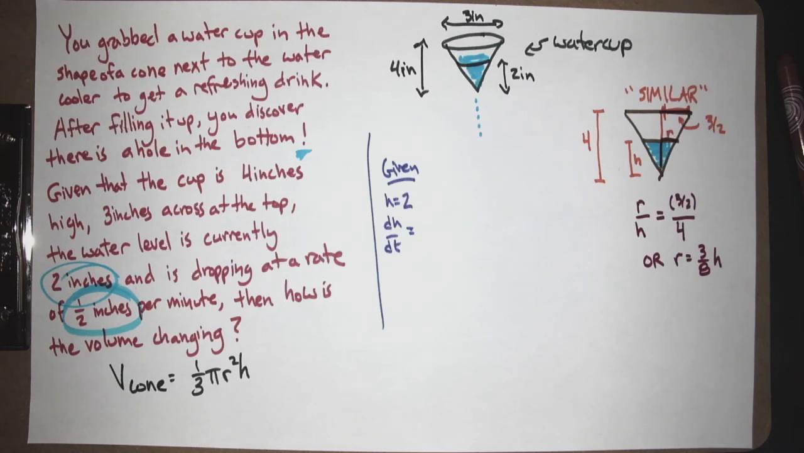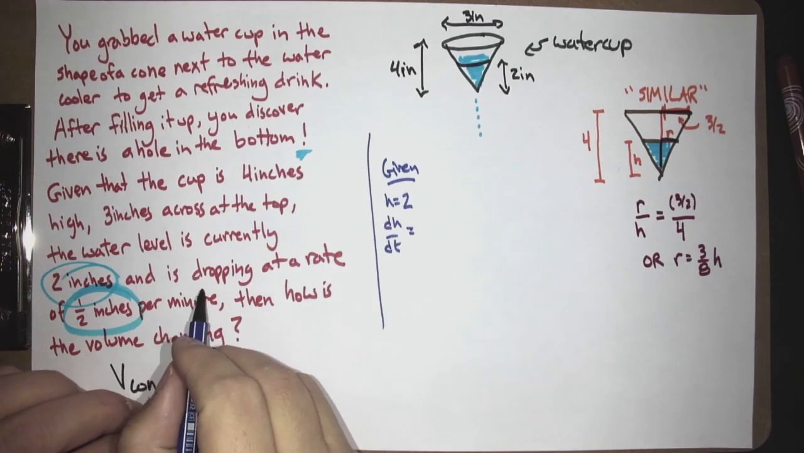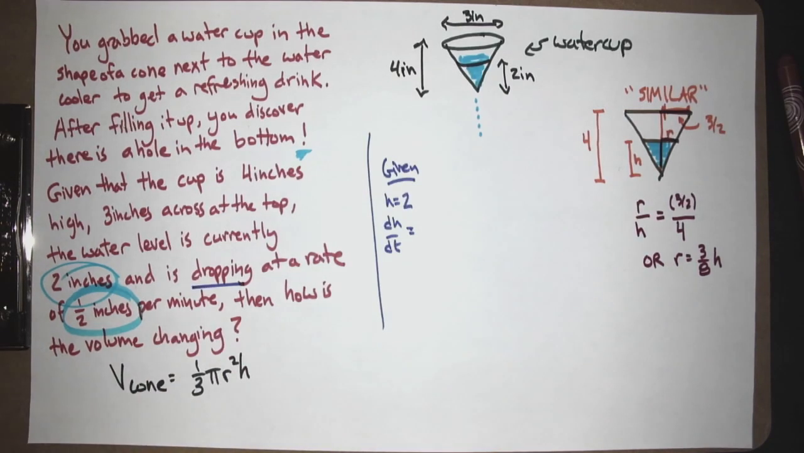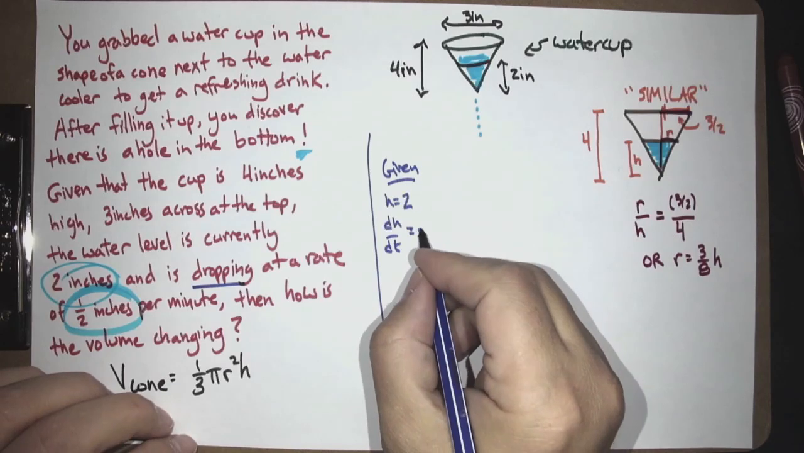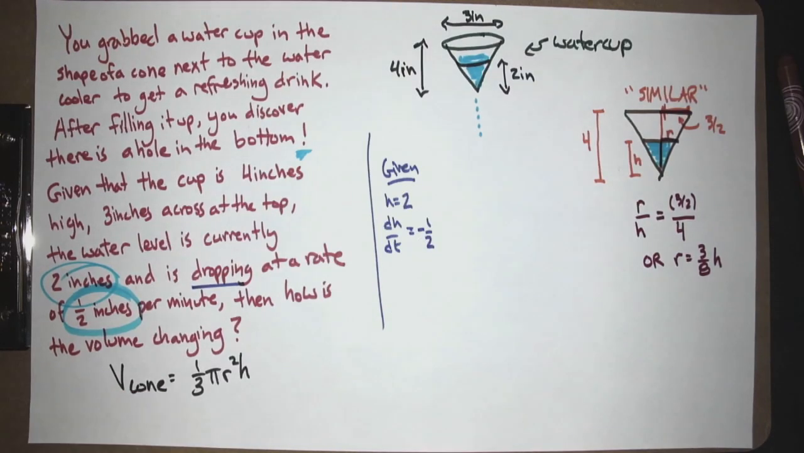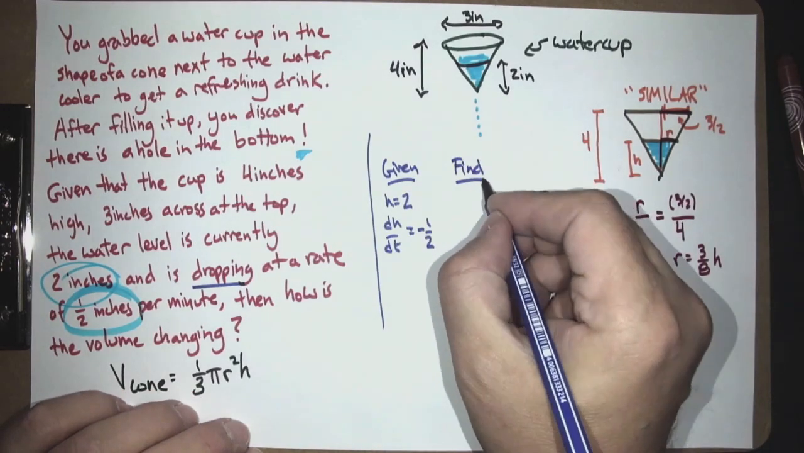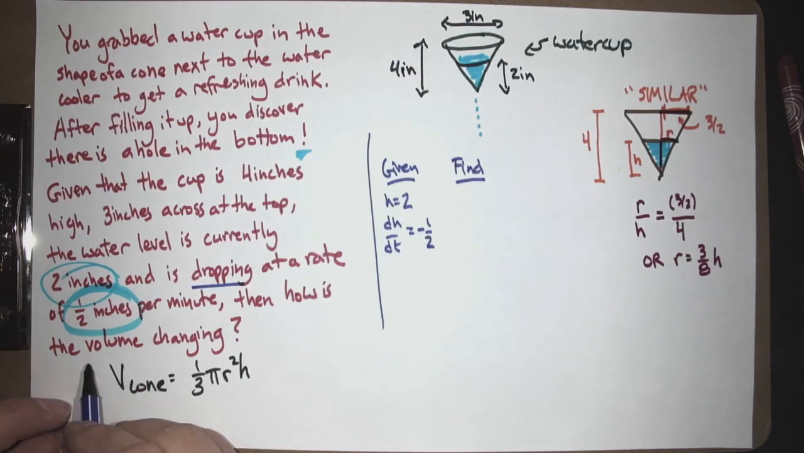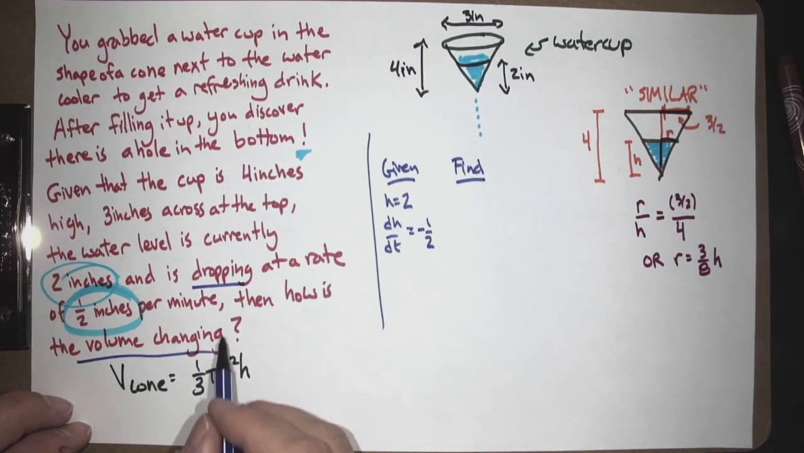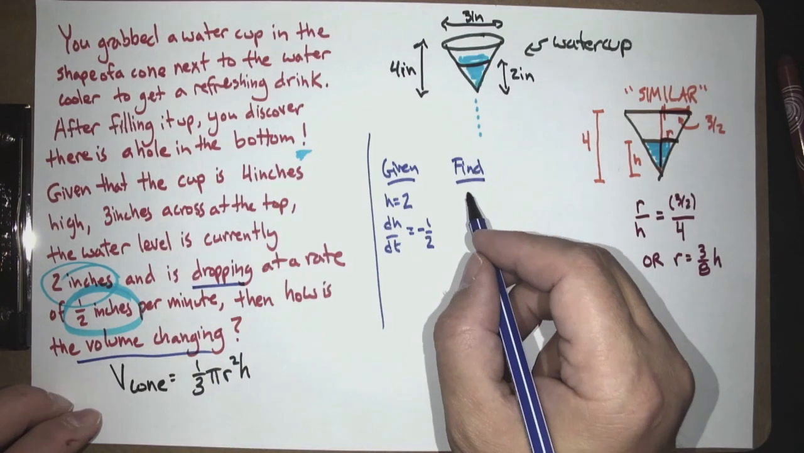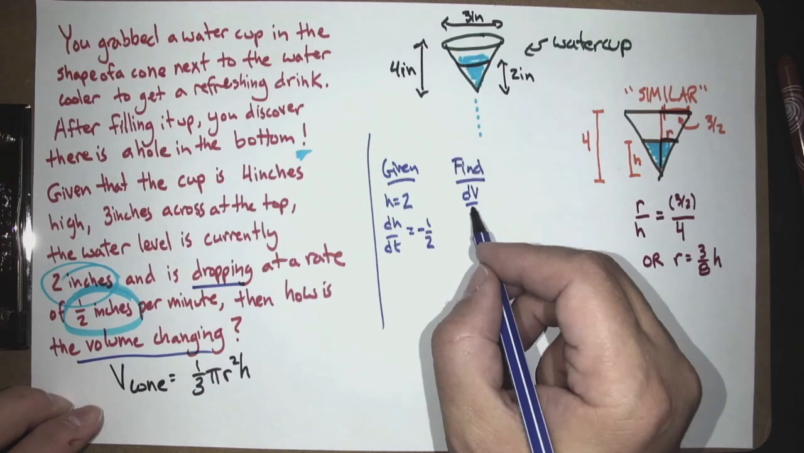Negative 1/2. Why is it negative? Because we're going to drop it. Dropping like it's water. So, it's going down. So, that should be negative. Have to pay attention to your signs. What is it we want to find? How is the volume changing? Changing is code for derivative. So we're after dV/dt.